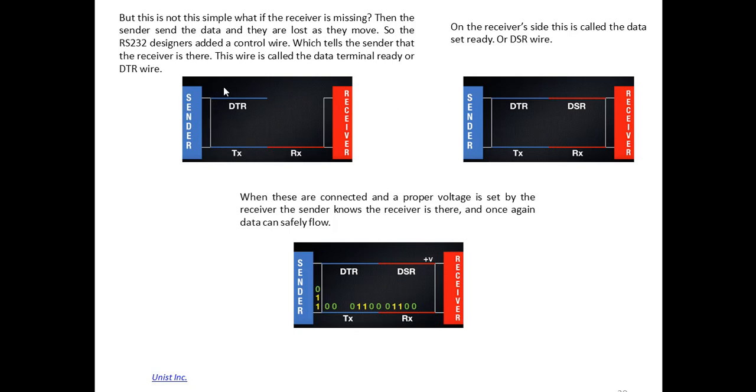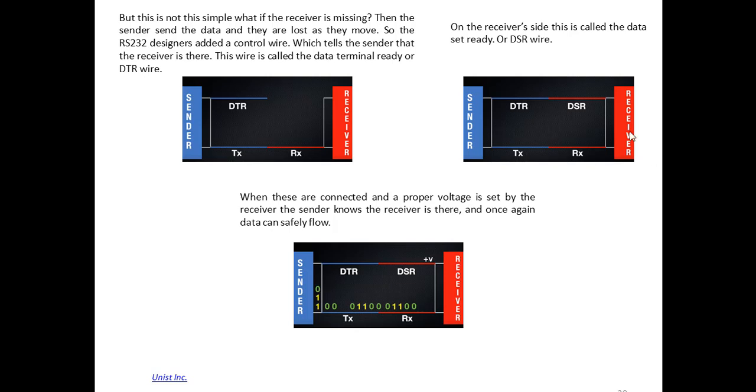So we have another wire which is basically a control to make sure that there is a receiver to receive the data. If this wire is not connected, then you might lose your data. But if this wire is connected, then there is a set of control that makes sure that you receive the data. There's always one cable on the sender side and one cable on the receiver side. The DTR, or data terminal ready, is for the sender side, and on the receiver side, this is called the data set ready or DSR wire.